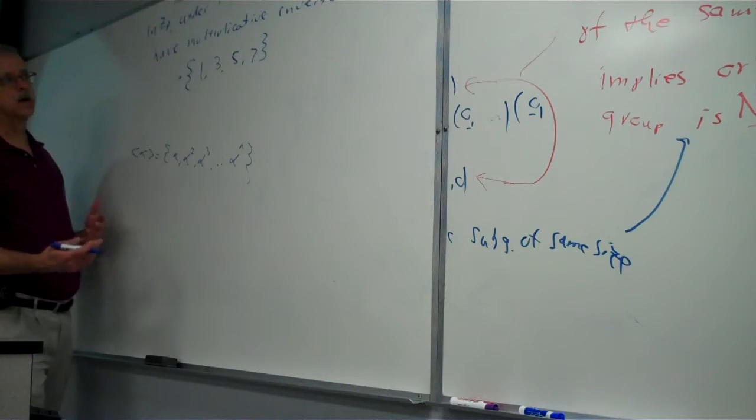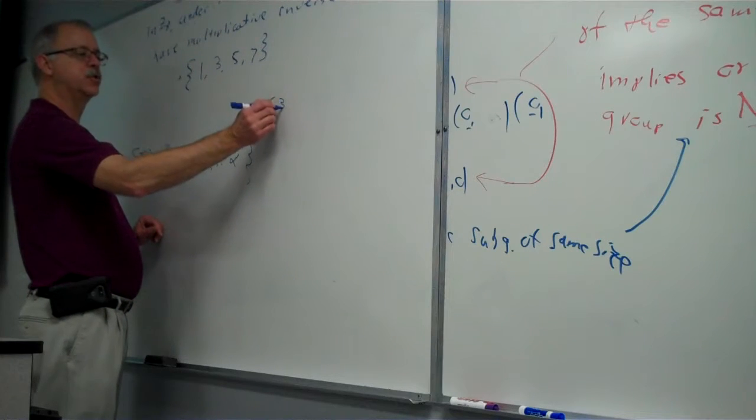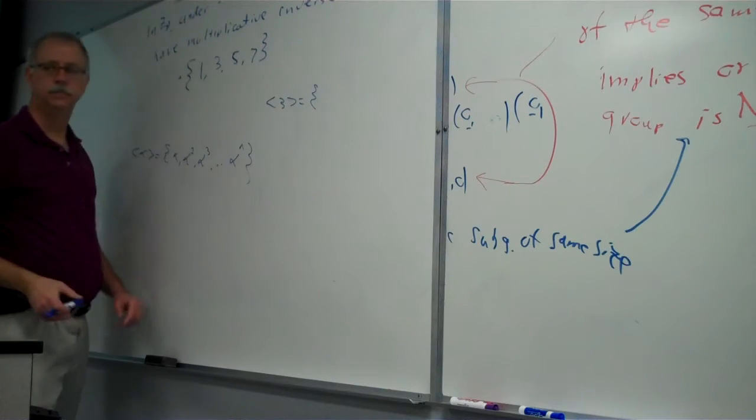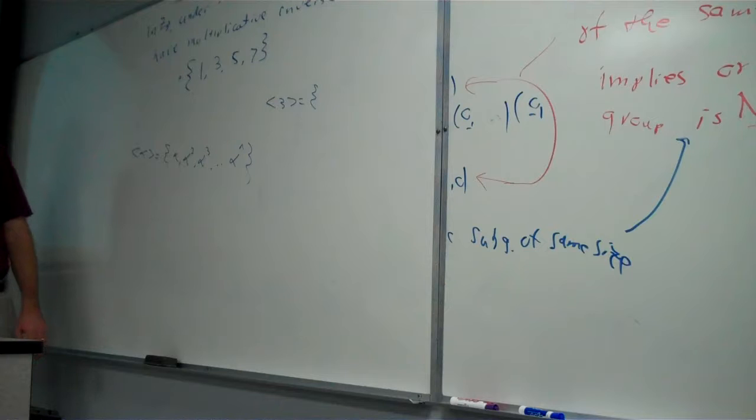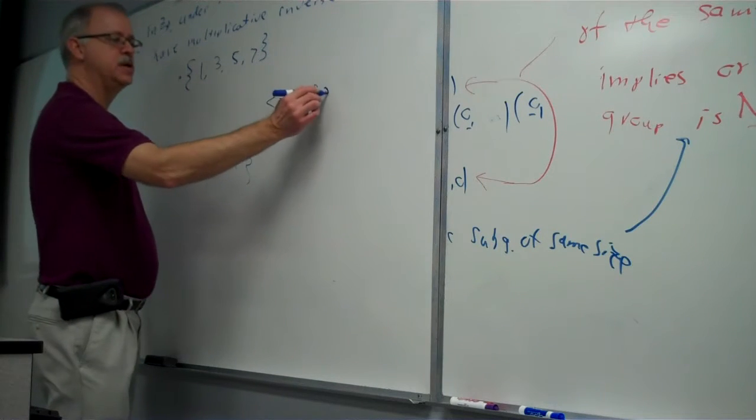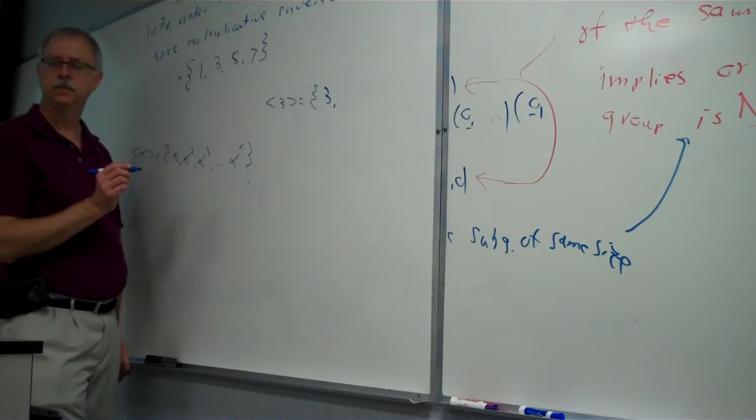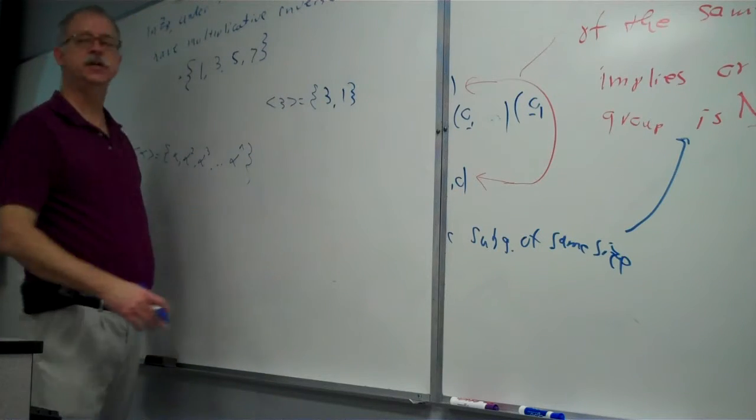Okay, so we're not quite sure. Well, let's just start trying. So what does 3 generate? 3, and then 3 times 3 is 1. All right, so 3 didn't generate the whole thing.